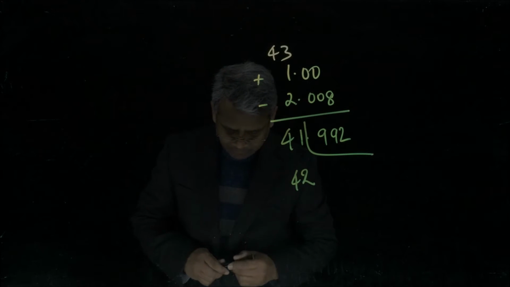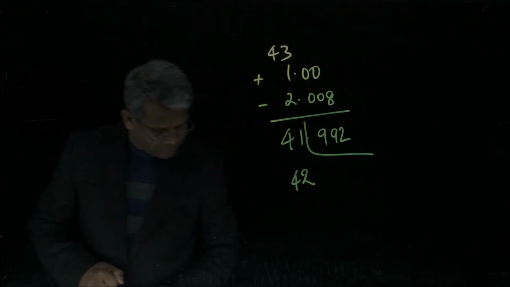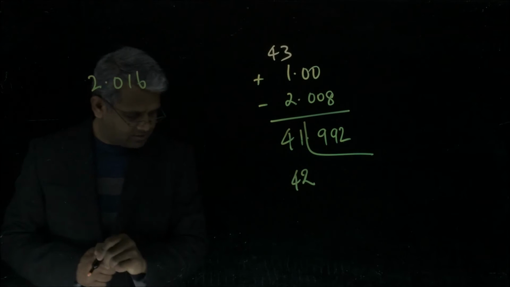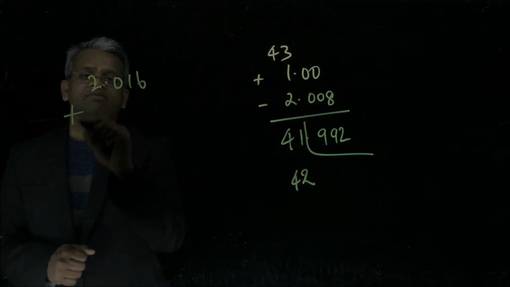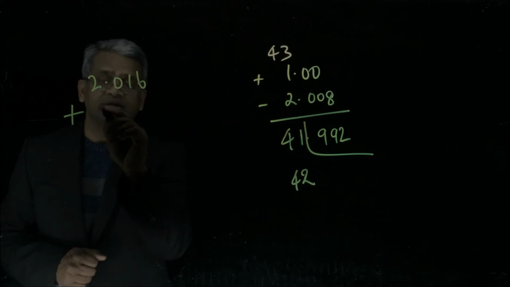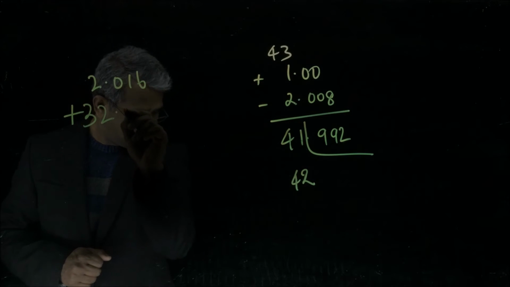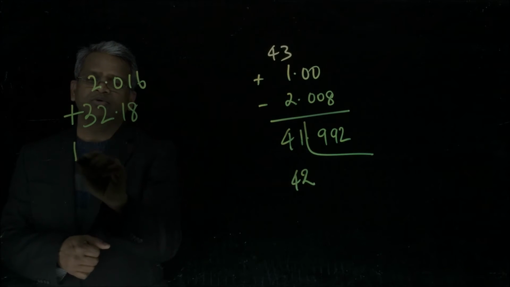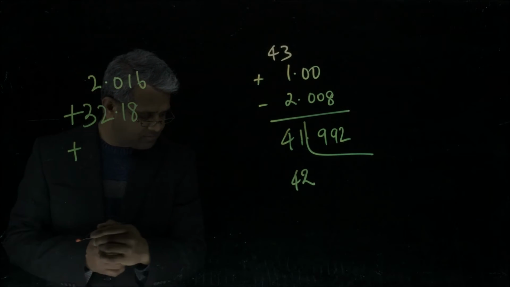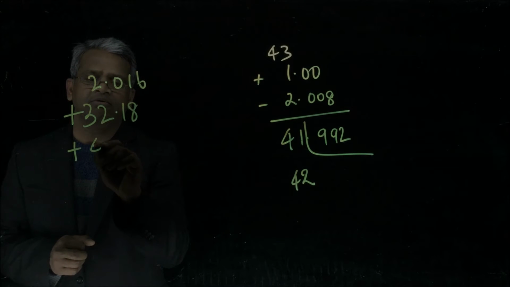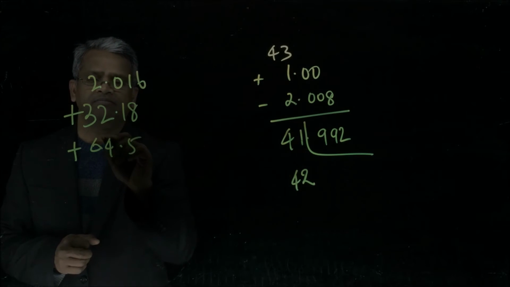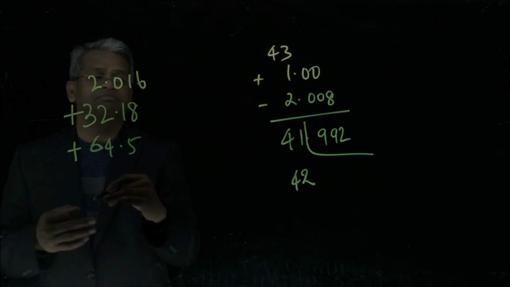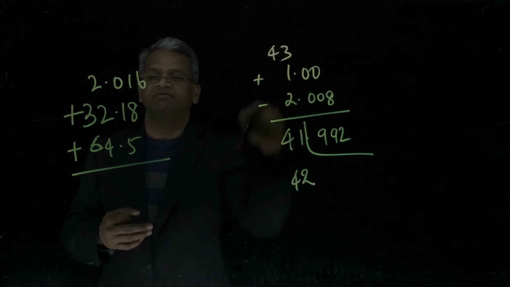Okay, let's do another problem. We have a measurement that reads 2.016. We need to add this measurement to another measurement value that is 32.18. And we're going to add these two together with a third measured value that reads 64.5. So luckily, all three are additions, not a mix of addition and subtraction.